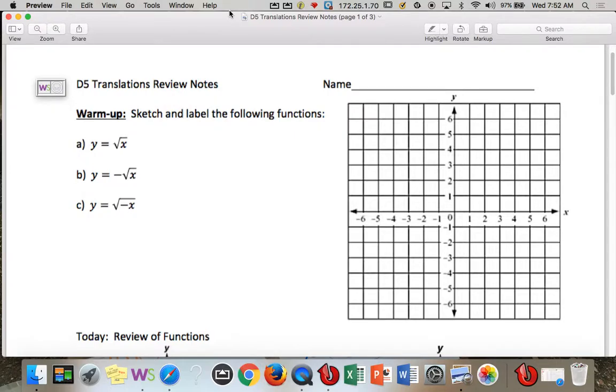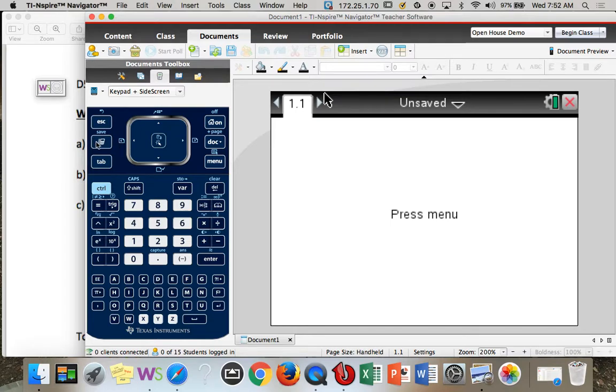Today we're going to review the different translations that we've been looking at. We're going to start with the square root function. It says, for the warm-up, sketch and label the following functions. Y equals the square root of x. So we looked at this yesterday in class, but if you forget what a function looks like, you can graph it in your calculator. So let's do that.